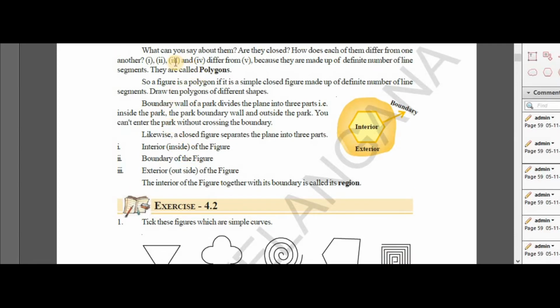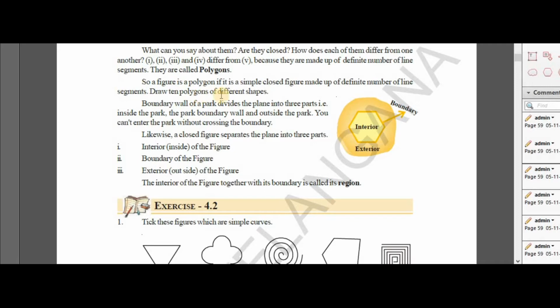What can you say about them? Are they closed? Yes. How does each of them differ from one another? Figures 1, 2, 3 and 4 are different from 5 because they are made up of a definite number of line segments. They are called polygons. So a figure is a polygon if it is a simple closed figure made up of a definite number of line segments.